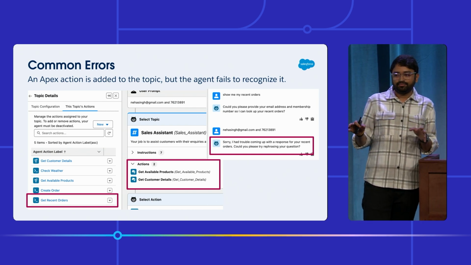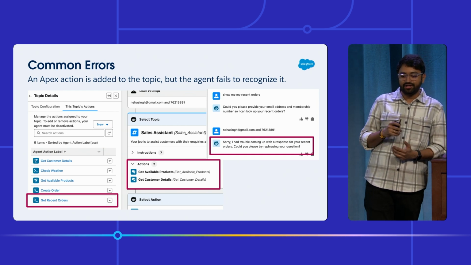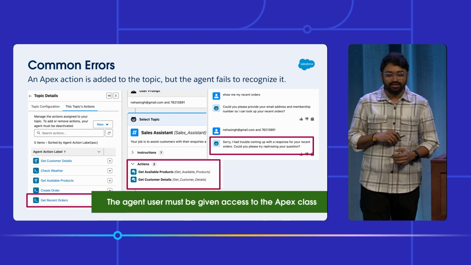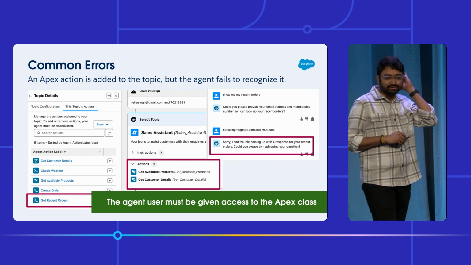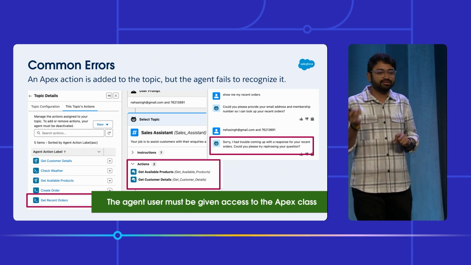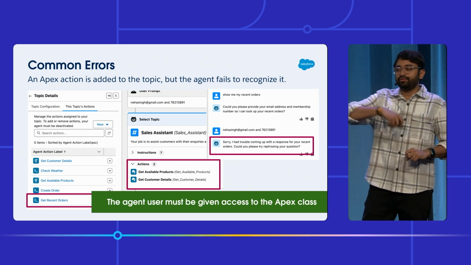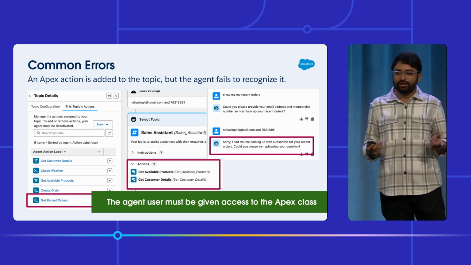So I tried figuring out a bunch of different options, and eventually I realized that the agent user must be given access to the Apex class. Without access to the Apex class, the corresponding action is not even recognized by the agent. So that's how it works.